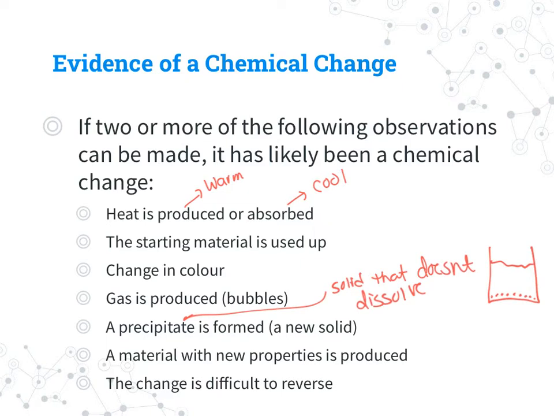A material with new properties is produced. So those are new physical properties or chemical properties. And the change is difficult to reverse, like burning or leaves changing color.